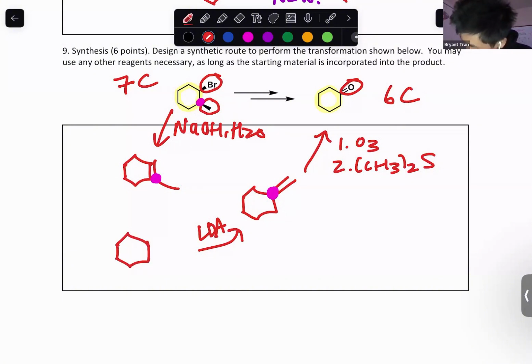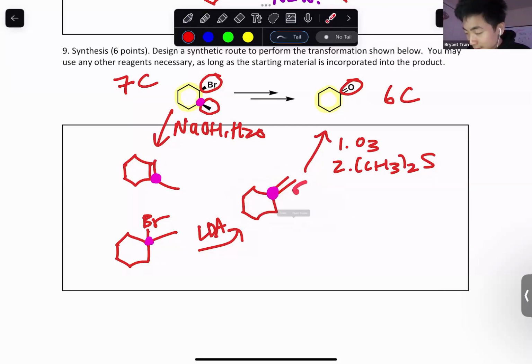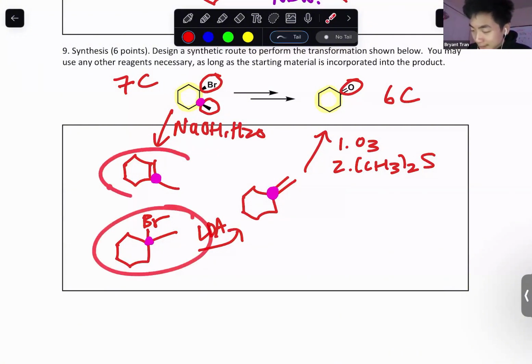Just like this right here, right? That pink carbon right there. And when we use a bulky strong base like LDA or butoxide, we're going to make the less stable, less substituted alkene right here. What reaction can we do to create a bromine here from this alkene?